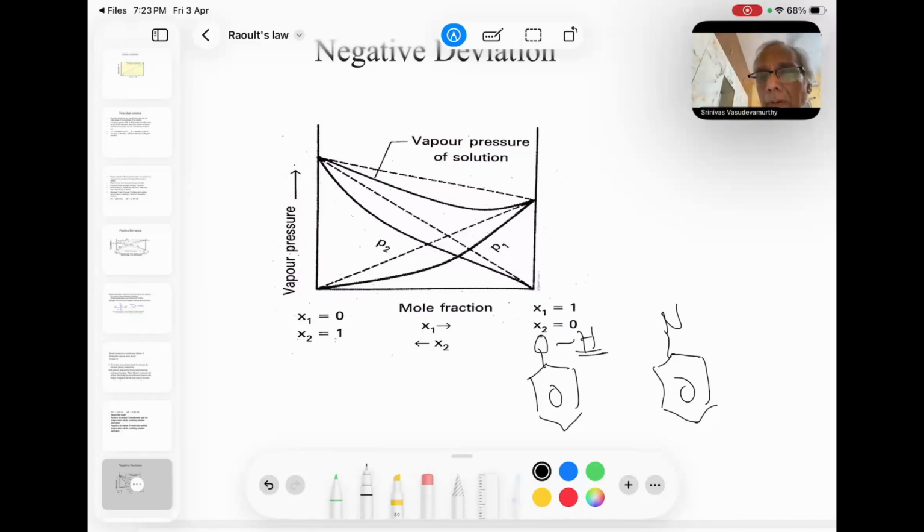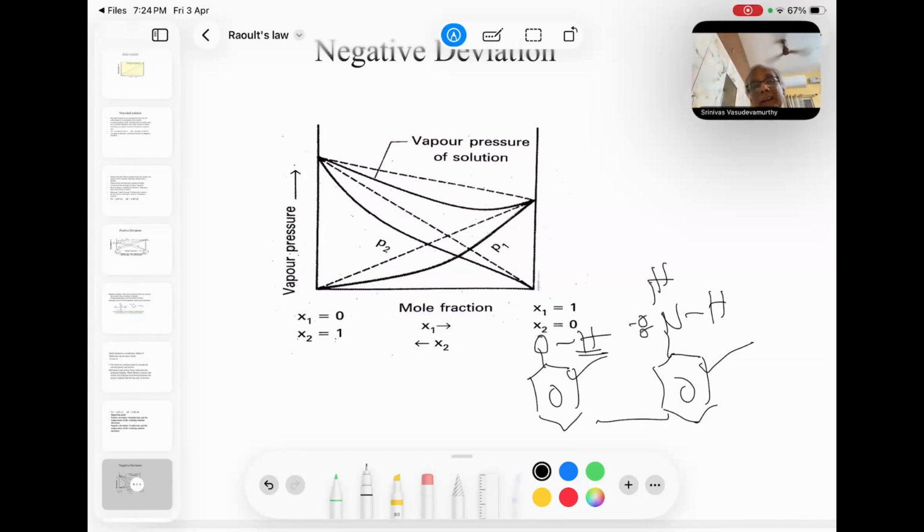Aniline has a lone pair of electrons. The nitrogen in aniline has got a lone pair of electrons. Hydrogen bond formation takes place. When I mix phenol and aniline, hydrogen bond formation takes place between the proton of phenol and the lone pair of electrons of nitrogen in aniline. This hydrogen bonding is stronger. The hydrogen bond formed between phenol and aniline is stronger than the hydrogen bond formed in phenol or in aniline. When I compare these strengths, the hydrogen bond formed between phenol and aniline in the solution is stronger than the hydrogen bond formed by either phenol or aniline.